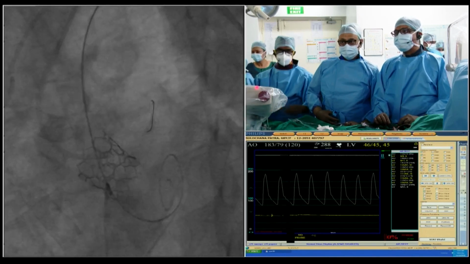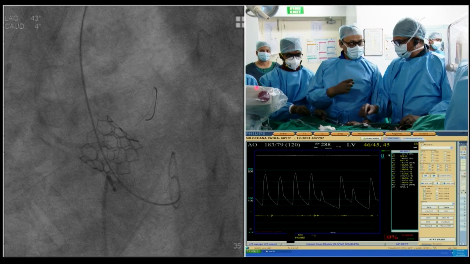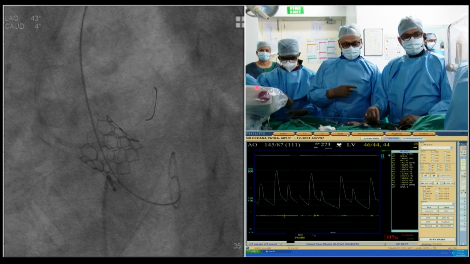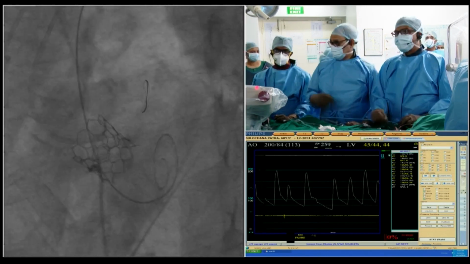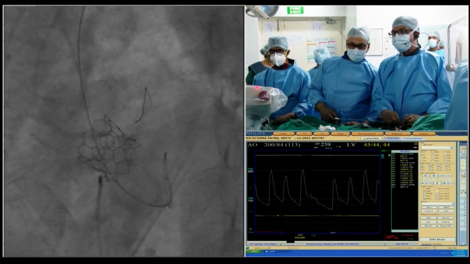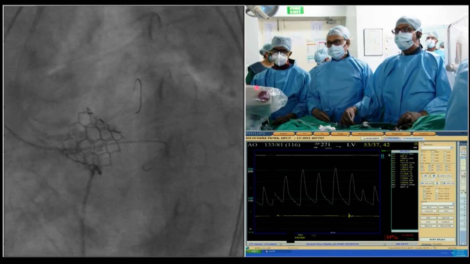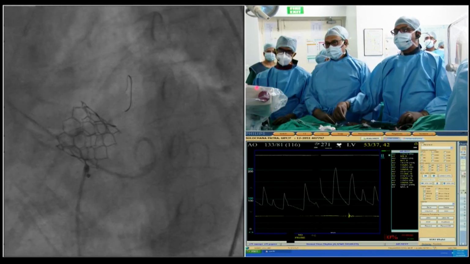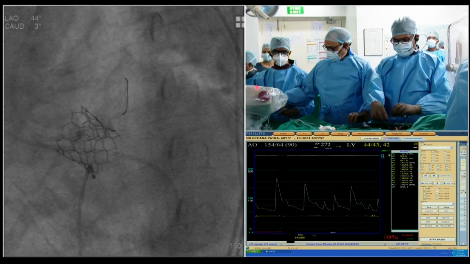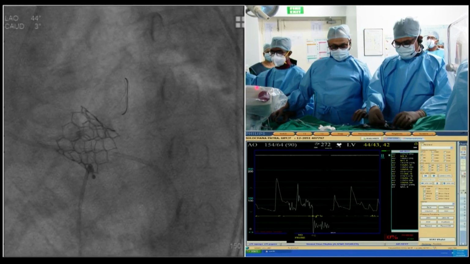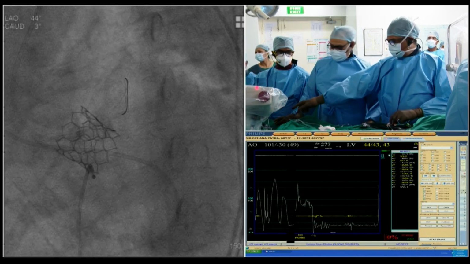Shall I take an injection? You want some cranial on it? Yeah, we can put some cranial in. That's too much cranial, probably. Okay, a little less cranial, please. It's a plain LAO. Okay, that's fine. Wire out. So I'll take a picture just after showing the hemodynamics first. Flush.